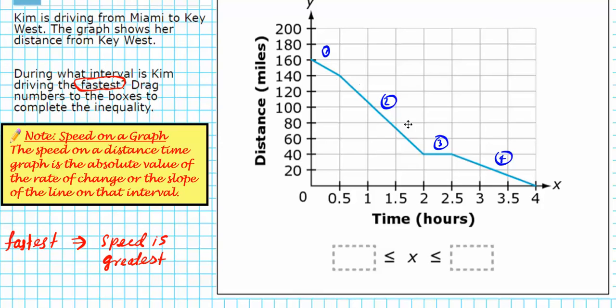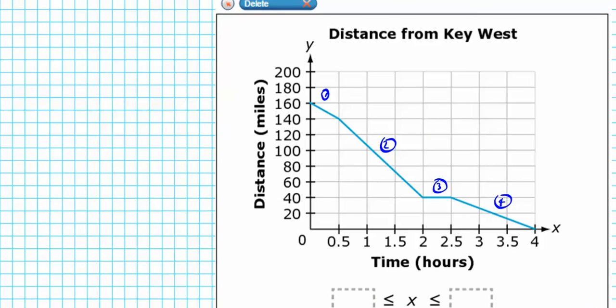So we're going to calculate the absolute value of the slopes in all 4 intervals. And the one with the biggest value, that will be where the car is moving the fastest. We're not considering negativity here because we're looking at the distance from Miami, not distance to Key West. If we're looking at distance to Key West, then it will be going upwards. Okay, so let's go ahead and take a look at them.